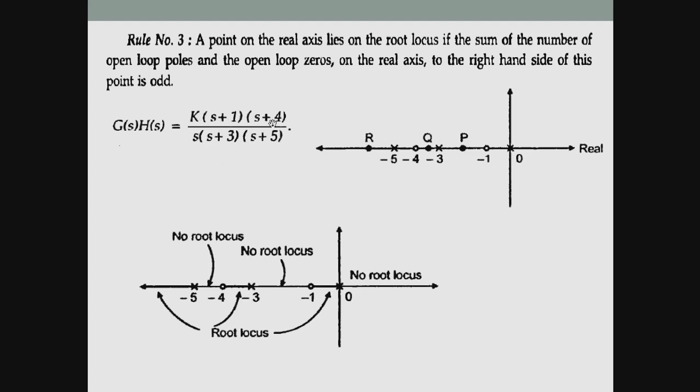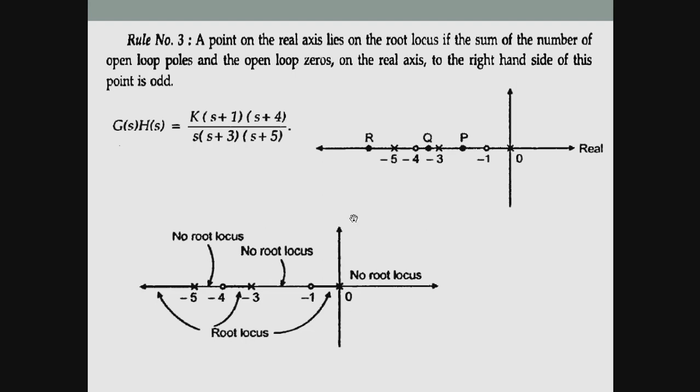Let me take a simple G(s)H(s) open loop transfer function: K(s plus 1)(s plus 4) over s(s plus 3)(s plus 5). Let us try to plot the poles and zeros. s plus 1 and s plus 4 are nothing but zeros. So first we will write minus 4 and minus 1 here. Then poles: s equal to 0, s equal to minus 3, s equal to minus 5.